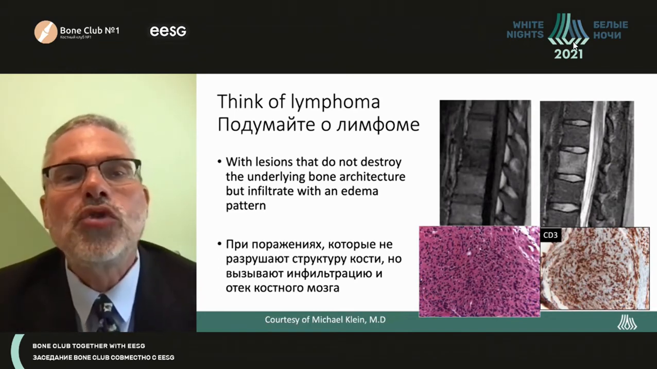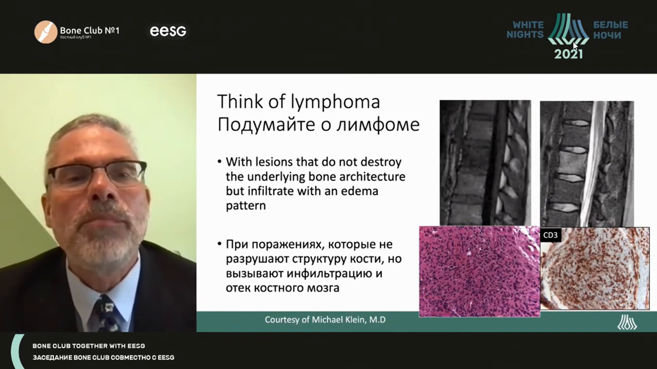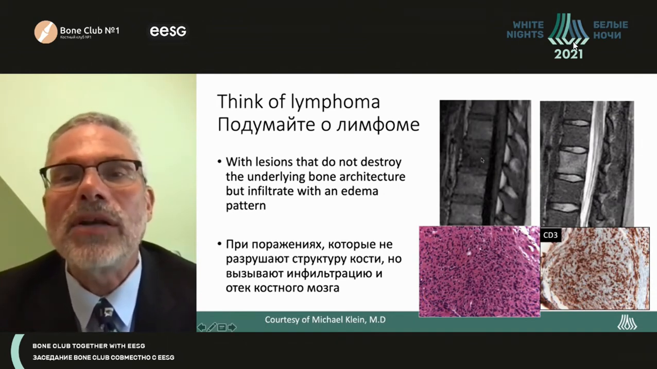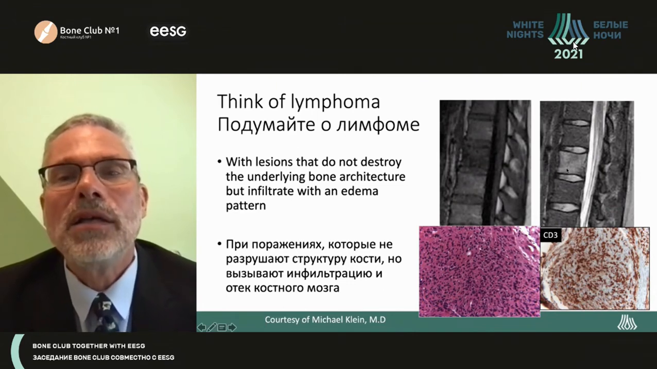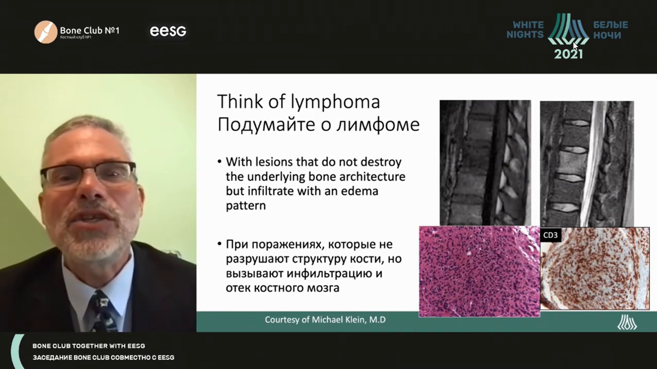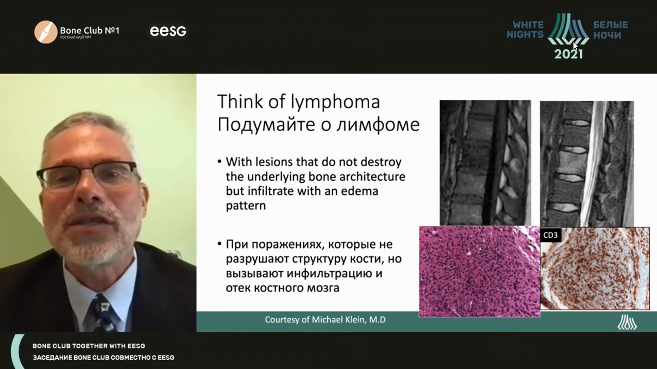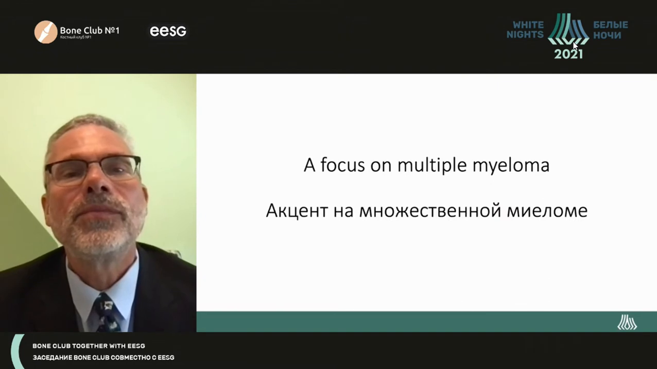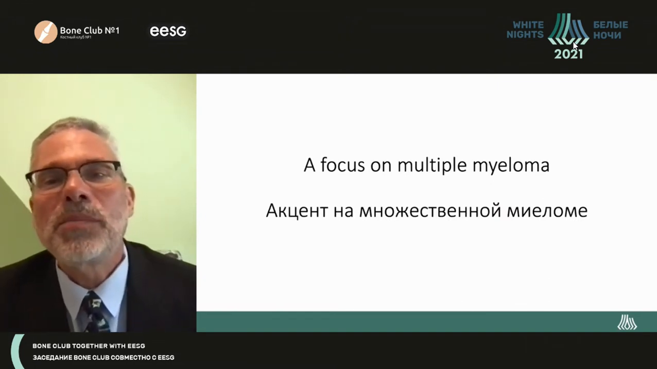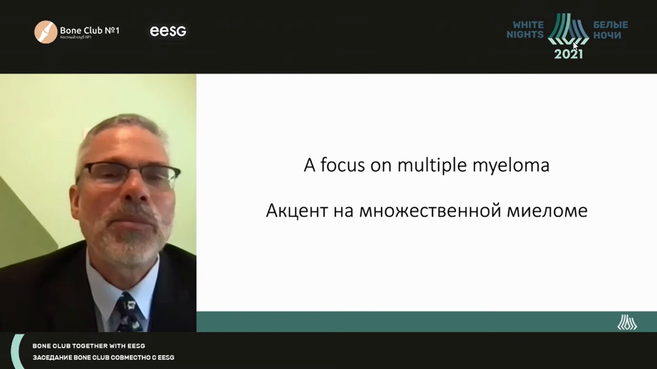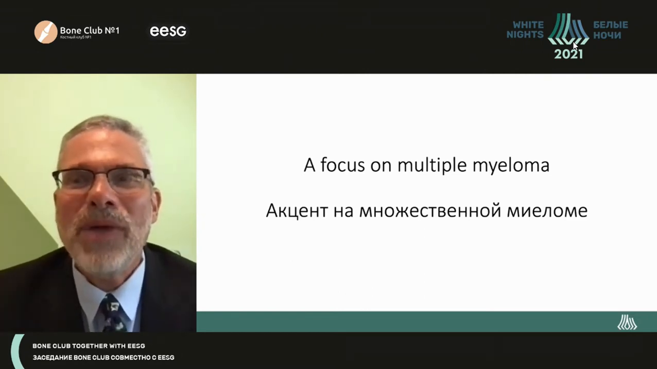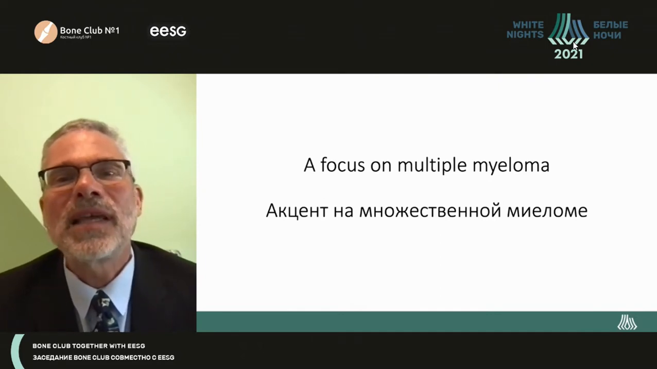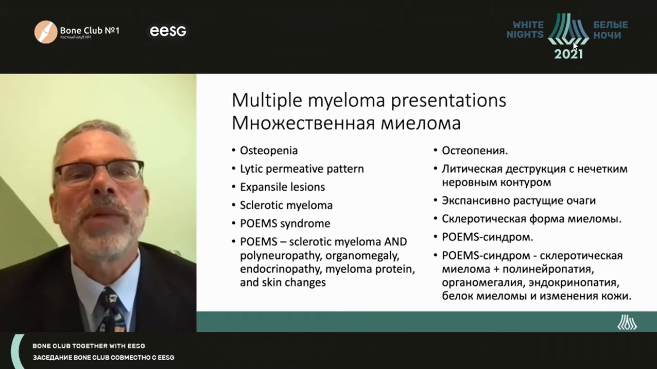With lesions that do not destroy the underlying bone architecture, but infiltrate with an edema pattern, always think of lymphoma. So anytime we have a funny lesion that seems to be infiltrating but not destroying bone, lymphoma is always top of the list. And now I'm going to focus on multiple myeloma in the time remaining, just because there are a lot of intricacies and tips that I would like to share regarding multiple myeloma.